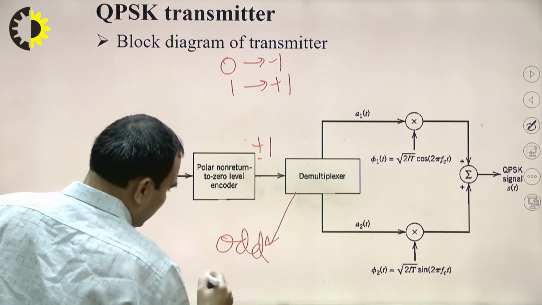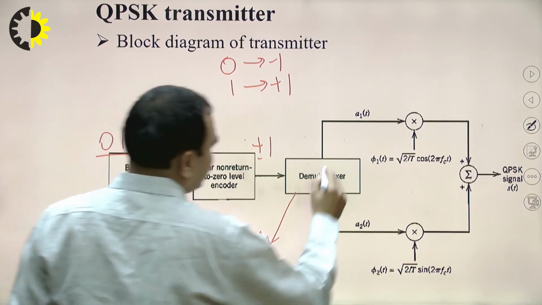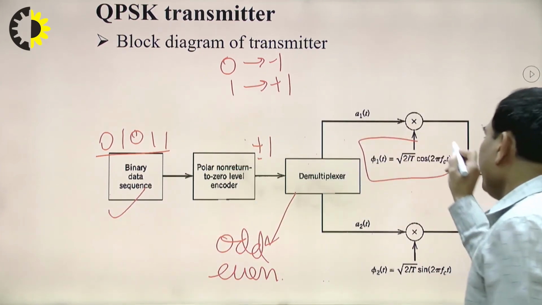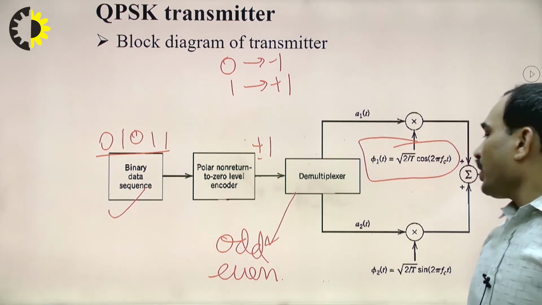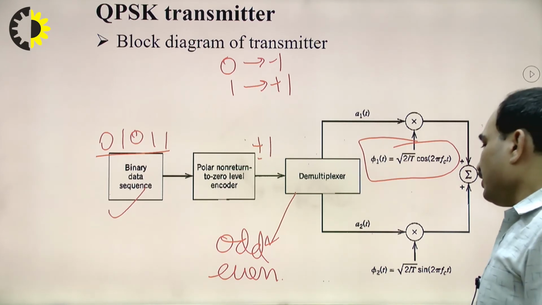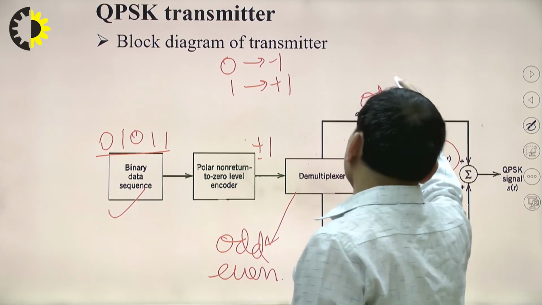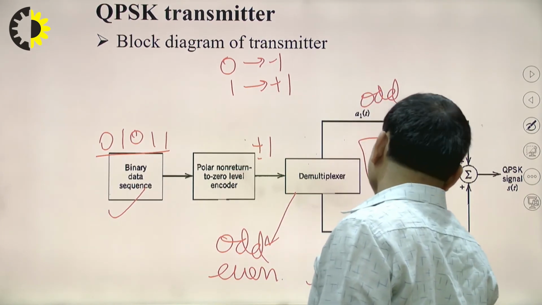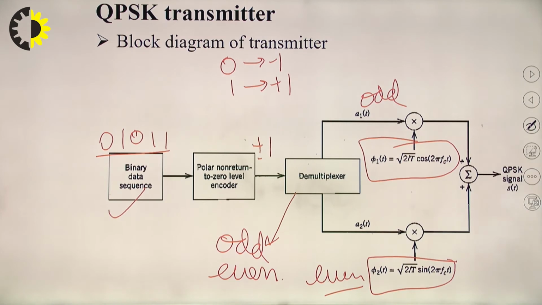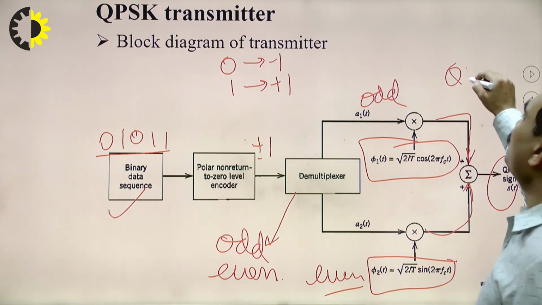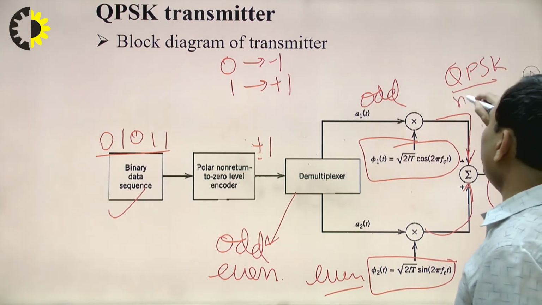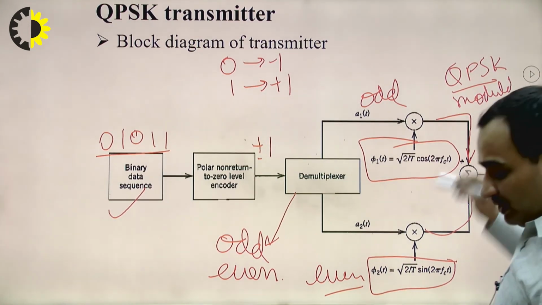Once we have separated out the odd and the even bits, they are multiplied with the corresponding signal. Odd bits are multiplied by the cos function and even bits are multiplied by the sine function. Now the odd bits and even bits are multiplied by the corresponding carrier and then these two signals are summed up and transmitted. So this is nothing but a QPSK modulator.